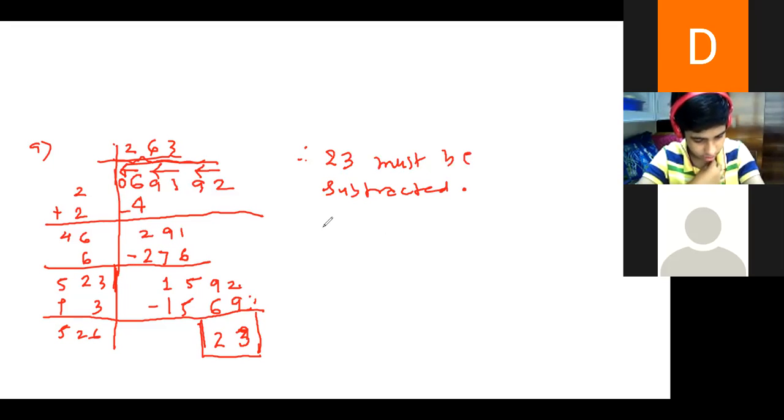No, they want only what is subtracted. So 23 must be subtracted. Then they are telling what to be added. To add, we have to take 263 plus 1, 264. If I have to add to get a perfect square, then I should know the next number after 263, that is 264, and its square. Whatever is the balance, that much I should add to 23. Are you getting me?